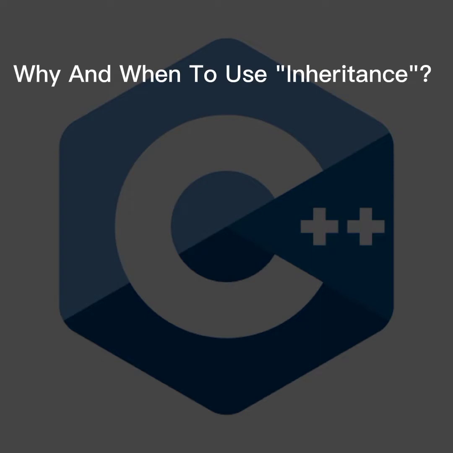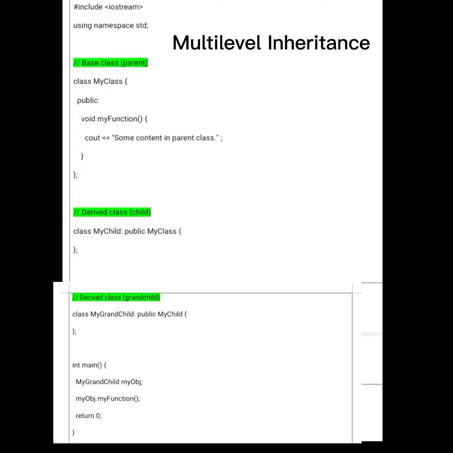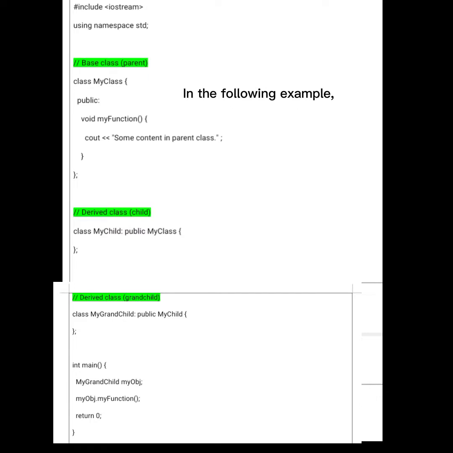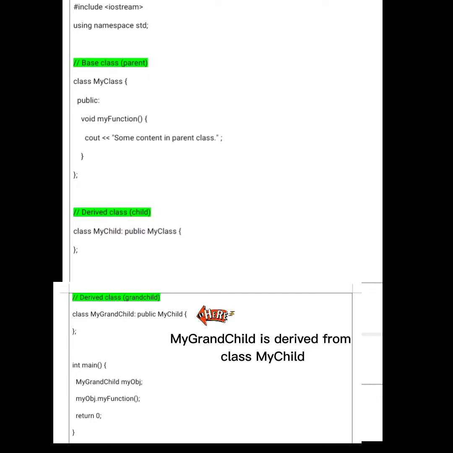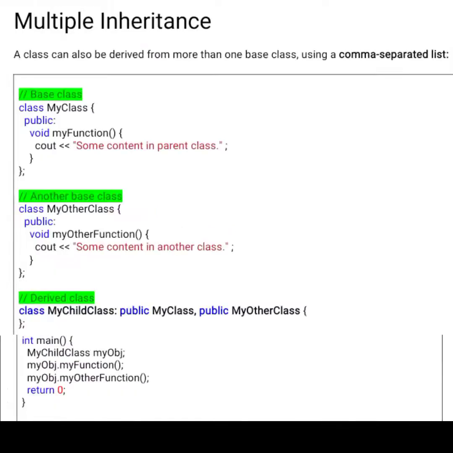Why and when to use inheritance? It is useful for code reusability: reuse attributes and methods of an existing class when you create a new class. Multilevel inheritance. A class can also be derived from one class, which is already derived from another class. In the following example, MyGrandChild is derived from class MyChild, which is derived from class MyClass. Multiple inheritance. A class can also be derived from more than one base class, using a comma-separated list.